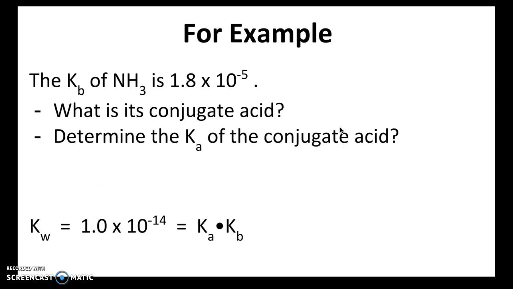So let's try this for example. You're given the Kb of NH3 is 1.8 times 10 to the minus 5. You want to know what is its conjugate acid and determine the Ka of that conjugate acid. So you're going to pause the video now and you're going to try this out. And when you press play again, the answer will be revealed.